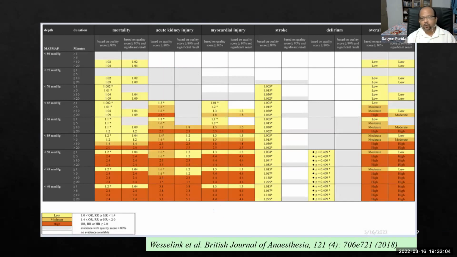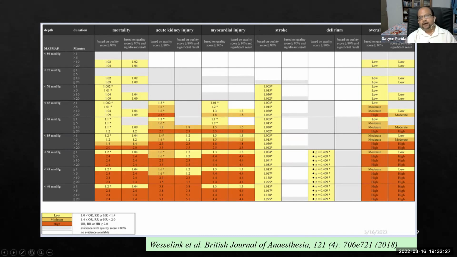This was one of the rather newer systematic reviews which was published. Again, a very large data set, more than 42 studies went into the ultimate analysis. And the selling point of this systematic review was that the authors were able to place certain thresholds of mean arterial pressure and relate it to perioperative outcomes.